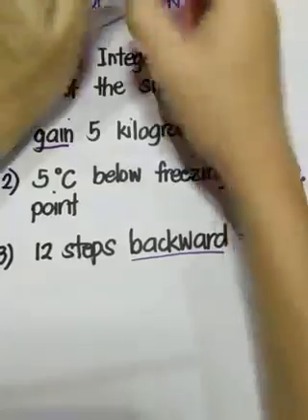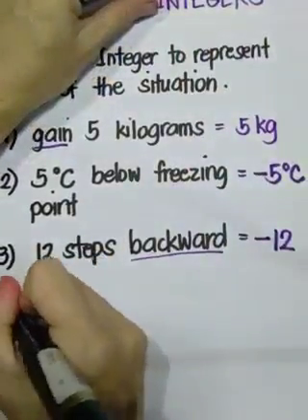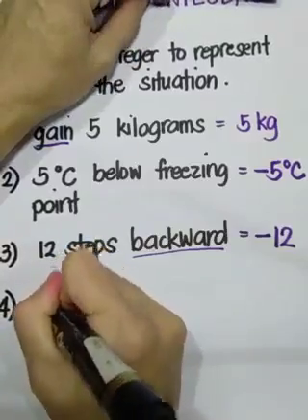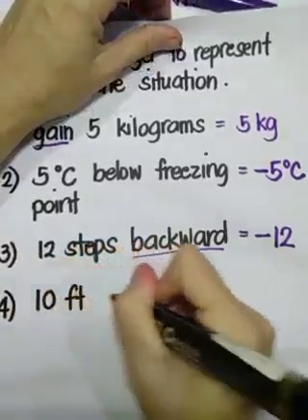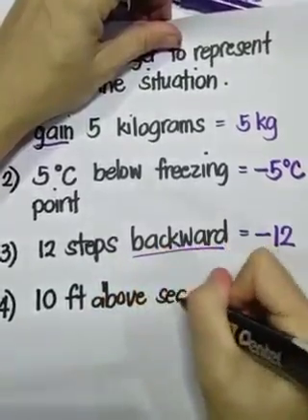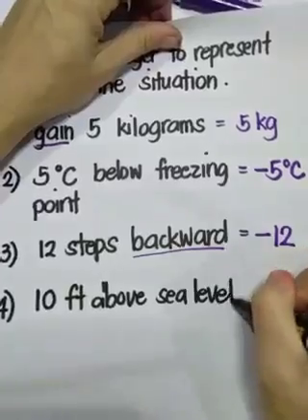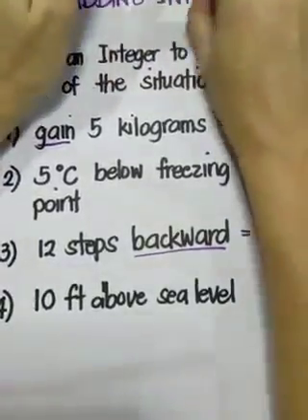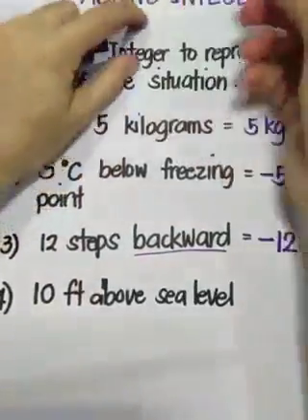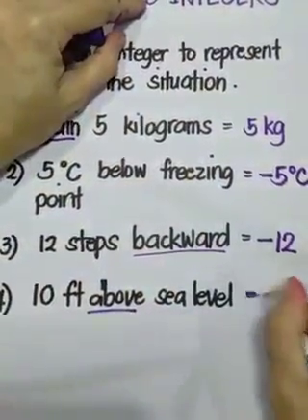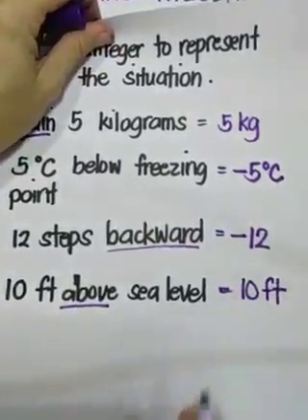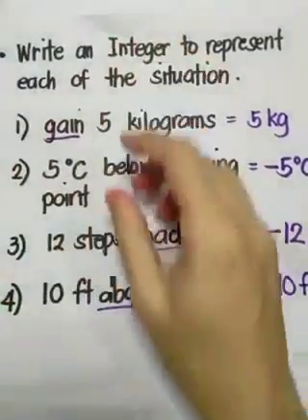Okay, another. We'll have 10 feet above sea level. What do you think? Is it a positive or a negative integer? So 10 feet above sea level. Since it is above, it would be a positive integer. So positive 10 feet. Okay, and the last one.